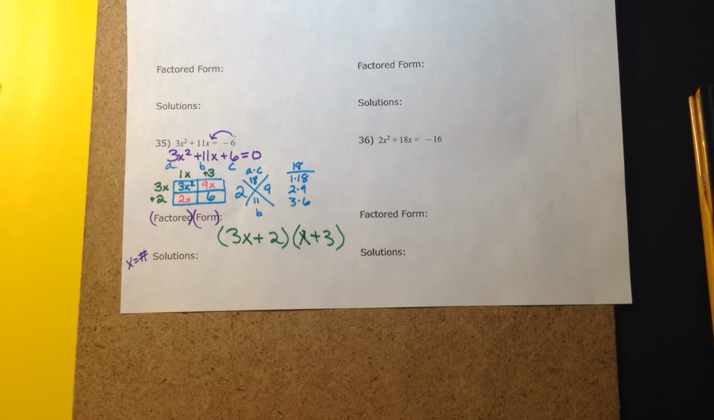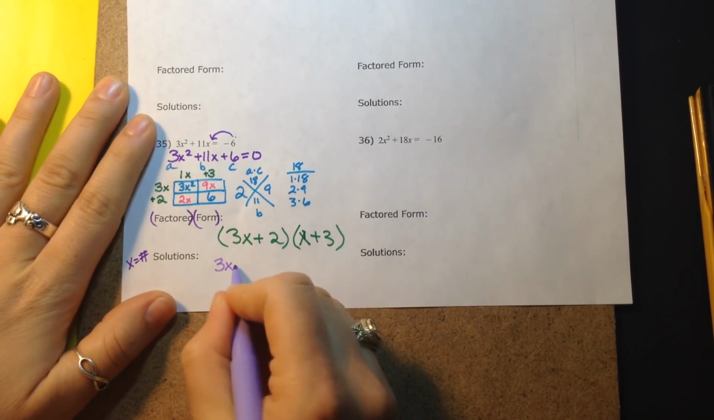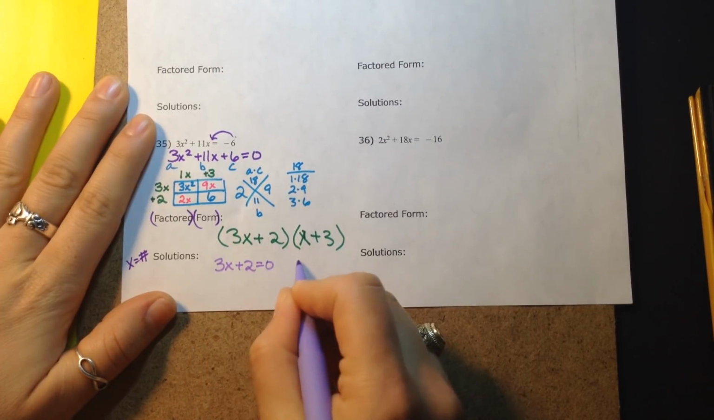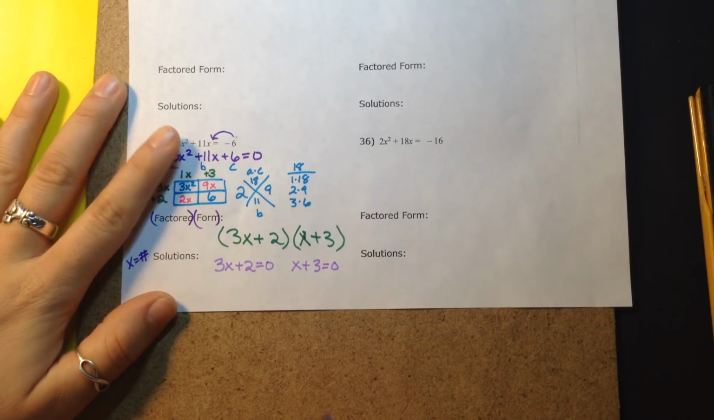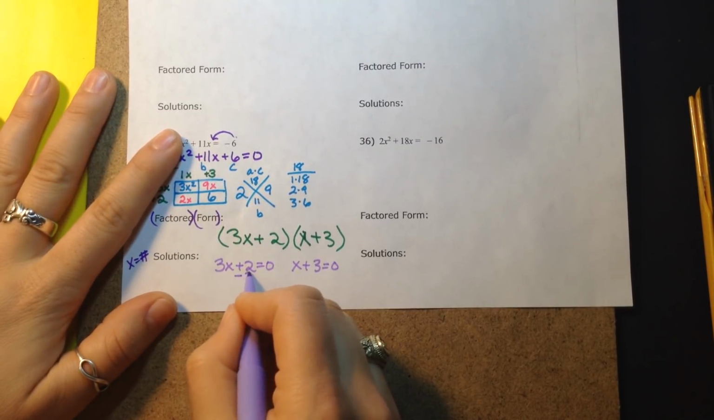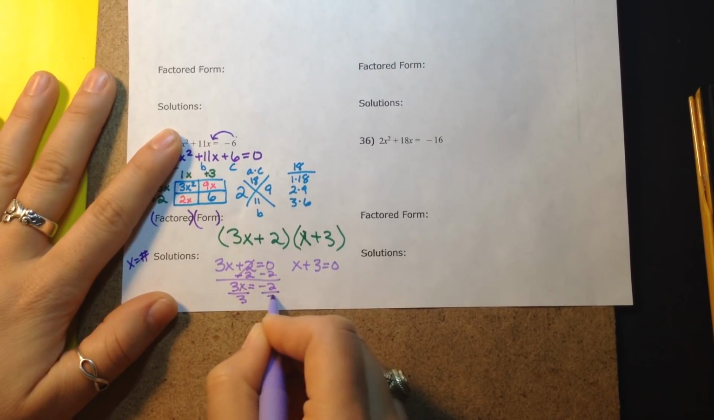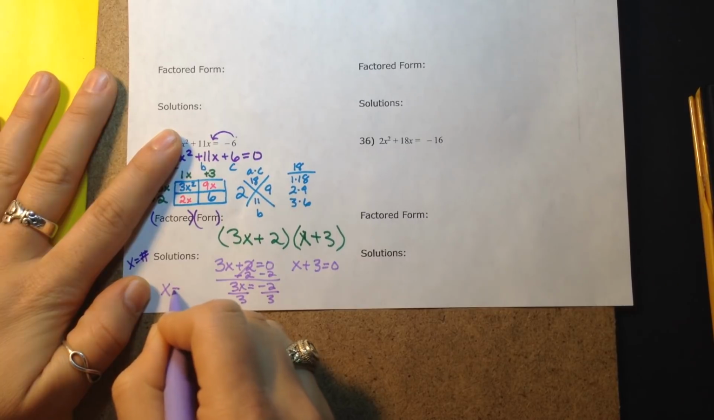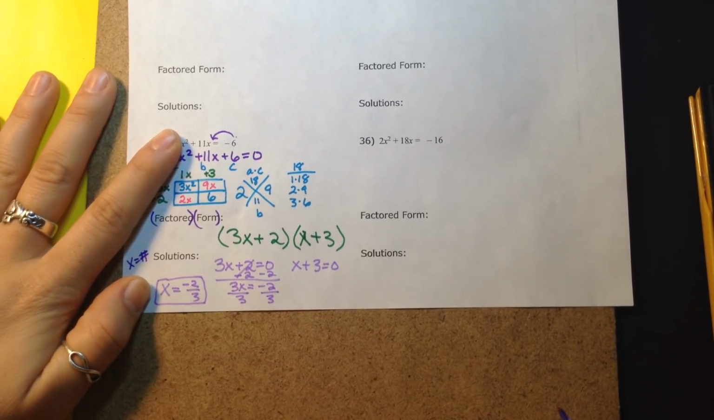If it just asked me to write it in factored form, I'd be done, but it also asks me for the solutions. When I'm doing solutions, I want to set each individual piece or factor equal to 0. You take a shortcut or you do the math. The math to solve for x tells me to subtract 2 from both sides and then divide by 3 to isolate the x. My first solution would be x equals -2/3.